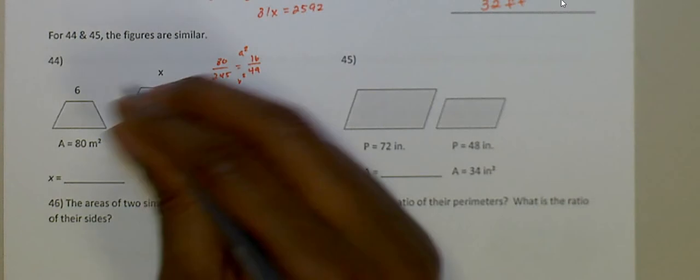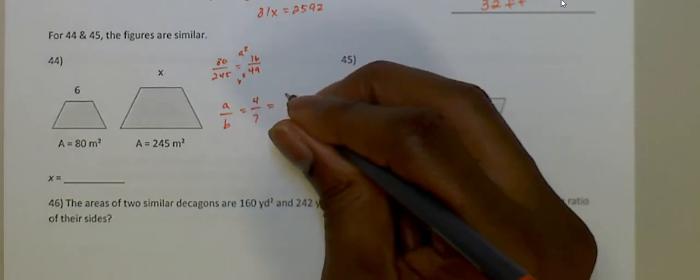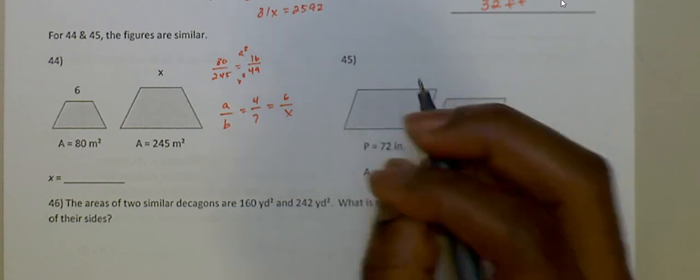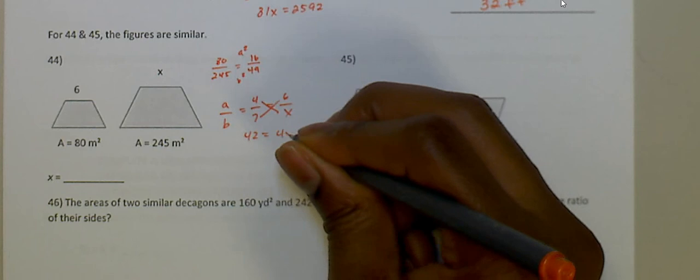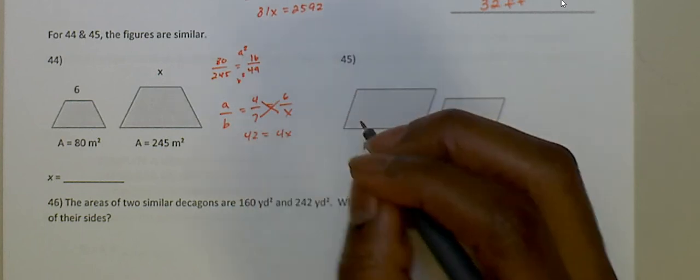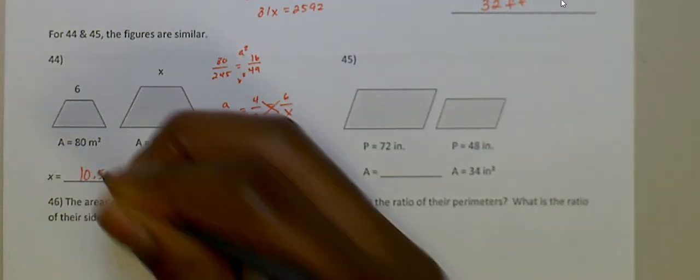We'll use that in order to find x, because we're looking at lengths. So 42 equals 4x, and x must be 10 and a half.